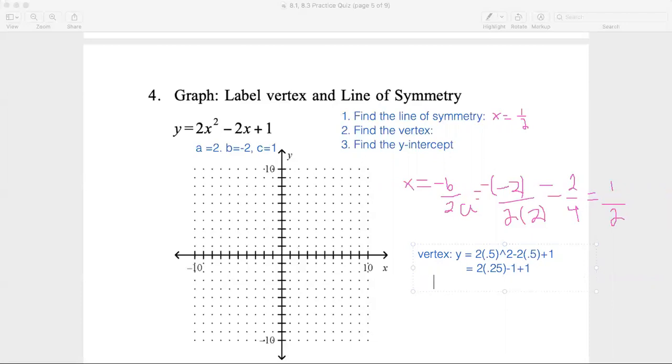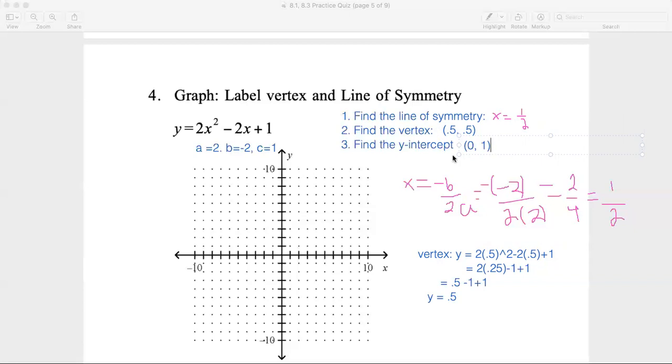So then this turns into 2 times 0.25 is 0.5 minus 1 plus 1. And then obviously, guys, if you're seeing the -1 plus 1, those go away. So I'm just left with y equals 0.5. So my vertex is at 1/2, 1/2, or 0.5, comma 0.5. And then your y-intercept is always 0, comma c, and my c value is 1.